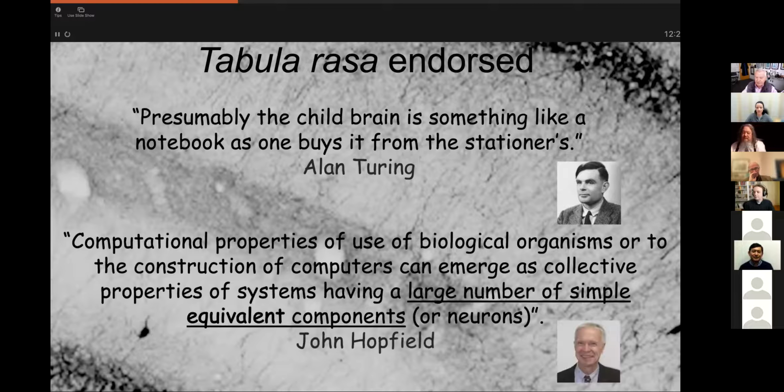Here's another giant, John Hopfield, who not so long ago said, a large number of simple equivalent components. So this is exactly where a majority of AI people live, and I'm happy to hear you contradicting me. And of course, there are new areas of AI that are different and more brain inspired, but I think by and large, even neuroscience is following these principles.